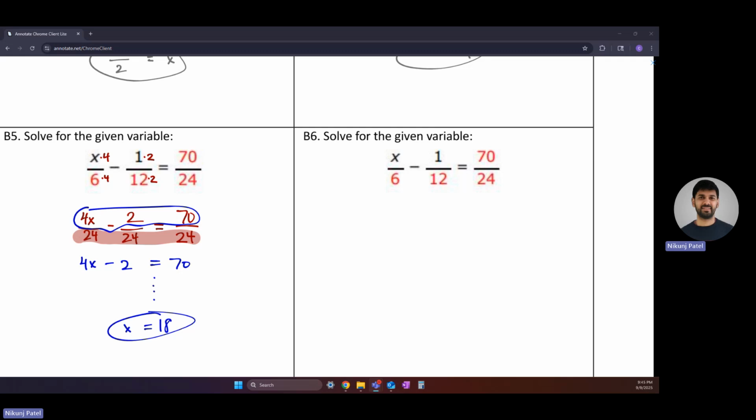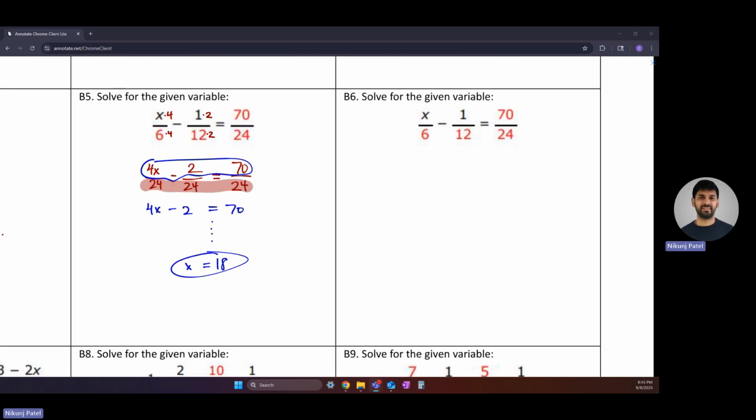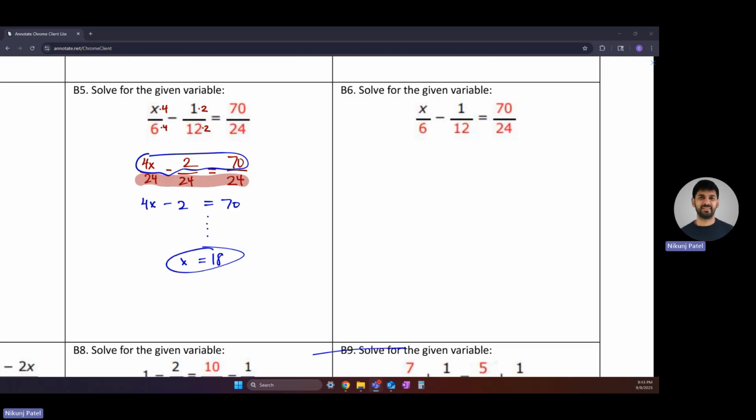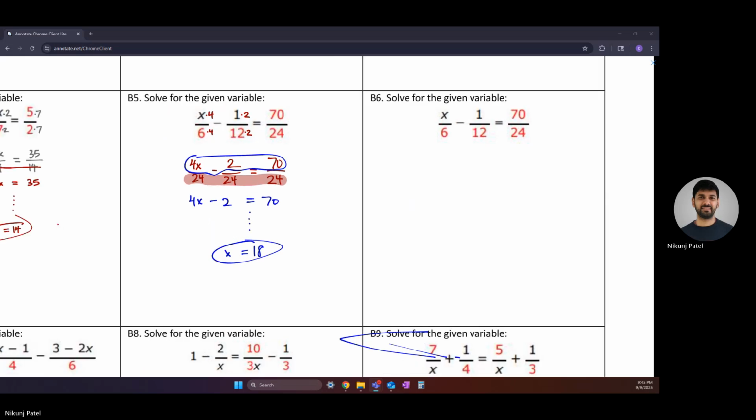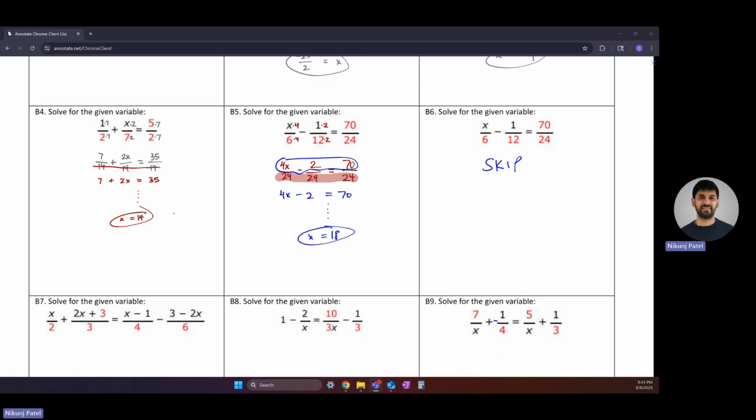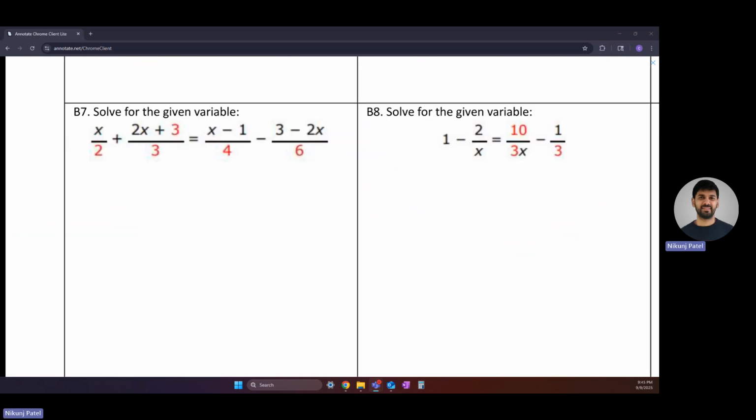So I'm going to leave B6 for you to try because I want to work on a few more examples down here. But B6, actually, I need to skip B6 because it is the same thing as B5. So we can skip here. Anyways, it's the same problem. It's just a typo. Let's look at B7.